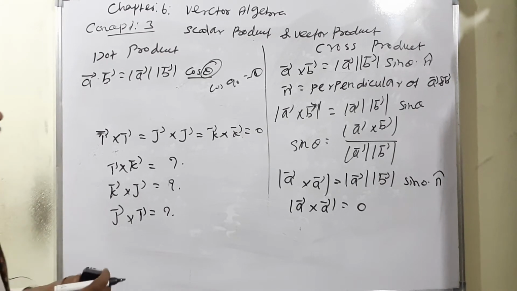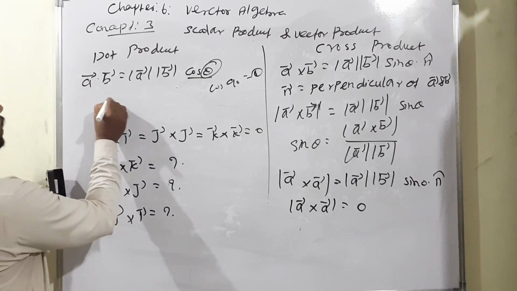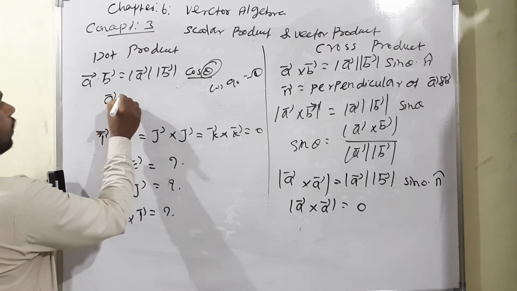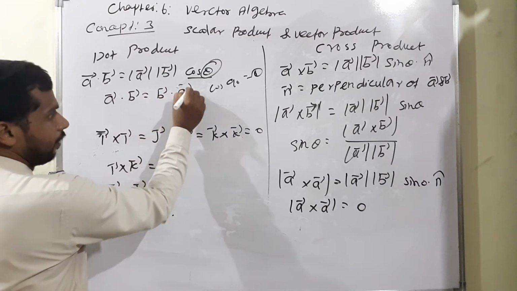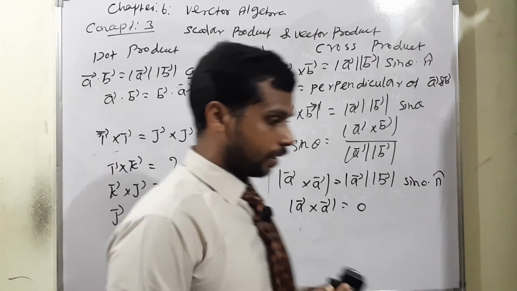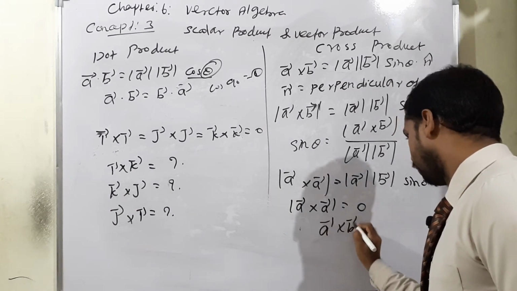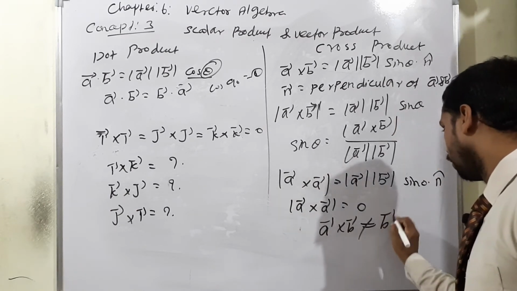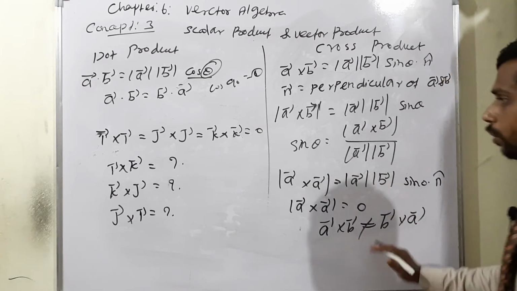Look at there, already we know cos theta means dot product, isn't it? So dot product means a vector dot b vector is equal to, we can say, b vector dot a vector. But in sin theta, a vector cross b vector is not equal to b vector cross a vector. Why am I saying this is not equal?